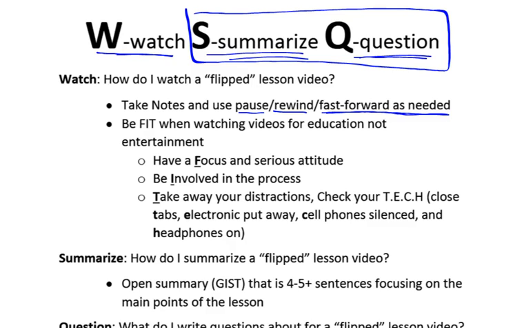So you will be taking notes as the video is playing, but I'm going to ask that you use pause, rewind, and fast forward as needed for you. You need to see something again, rewind it. I'm going too fast in the video, pause it. If I'm going too slow for you in the video, fast forward it.